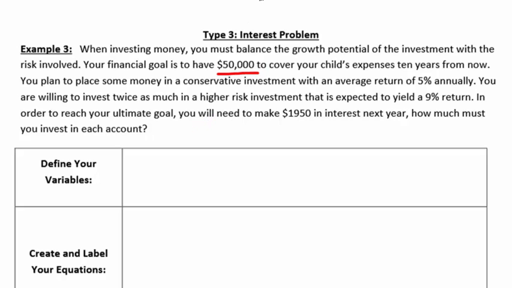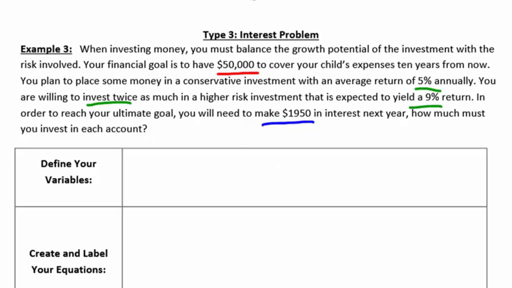And we're going to place some of that money in a conservative investment with a 5% return, and we're going to place twice as much money in a higher risk investment that's going to yield a 9% return. My ultimate goal is to make $1,950 in interest next year, so how much do we want to invest in each account?